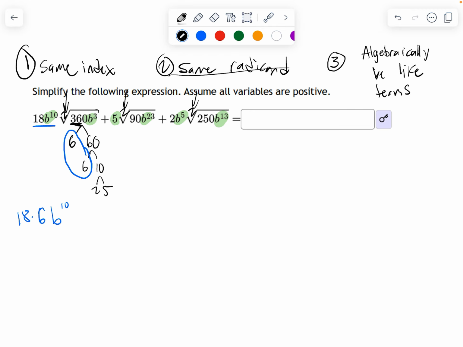That's already there. Now we have a b to the third inside of our radical here. That's like saying b times b times b. Well, we could form a pair with 2 out of the 3, so that means a b will come out there.